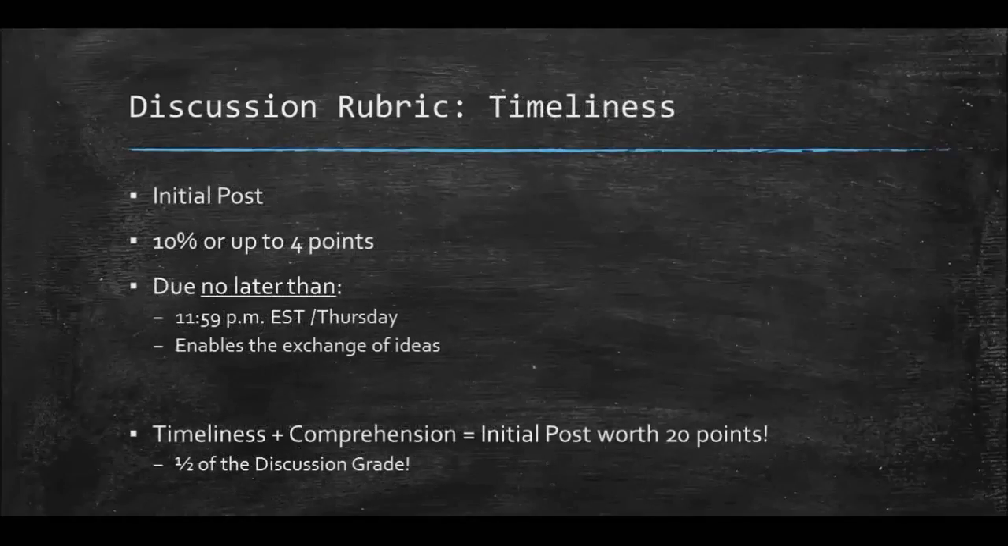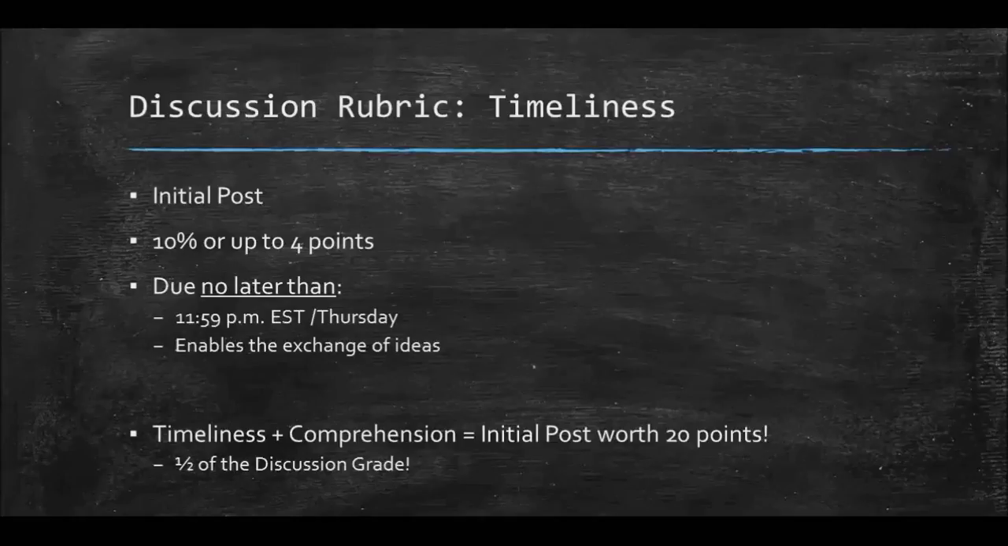The timeliness category is also specific to your initial post. It is worth 10% of your discussion grade or up to 4 points. All initial posts are due no later than 11:59 p.m. Eastern Standard Time on Thursdays. This enables your colleagues to have the opportunity to exchange information with you on designated topics of the discussion assignment.